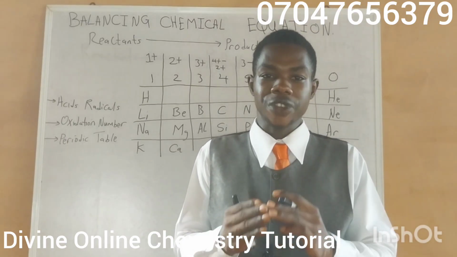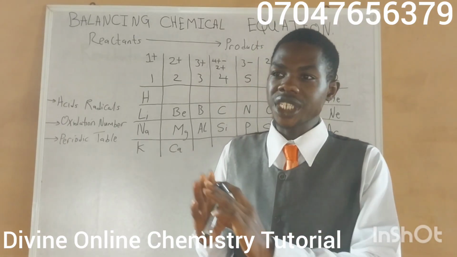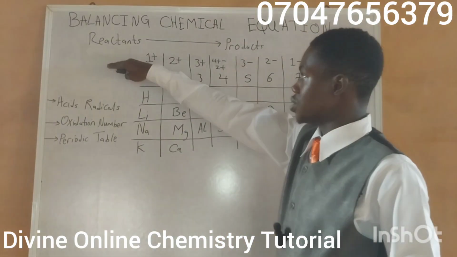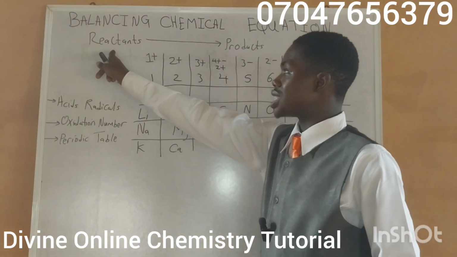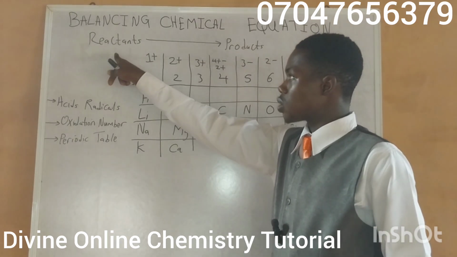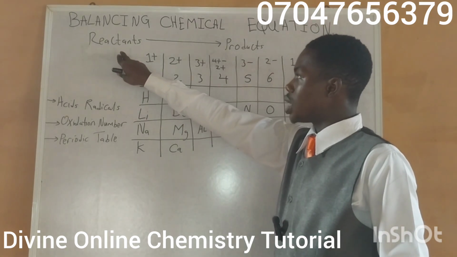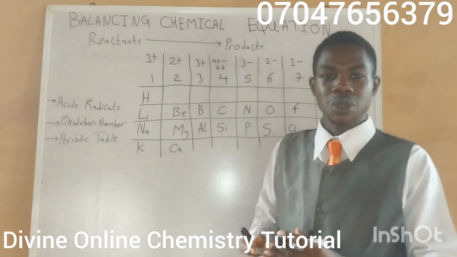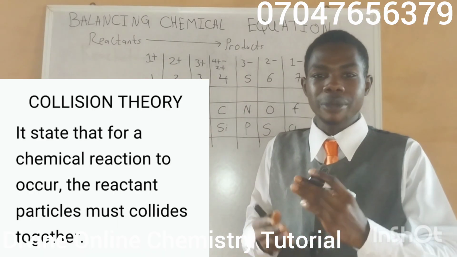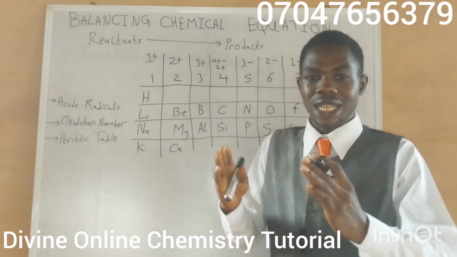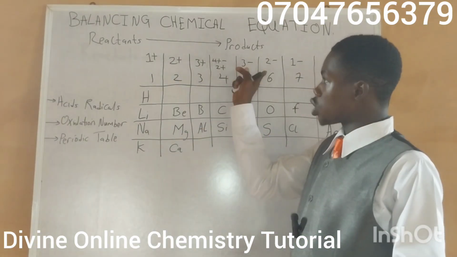Now, in balancing of chemical reaction, the species at the left hand side is known as what? The reactant, as written above here. Please take note of this. The reactants collide and react together as proposed by collision theory. Collision theory states that for a chemical reaction to occur, the reactants have to collide together, and they have to react together for the products to be formed.